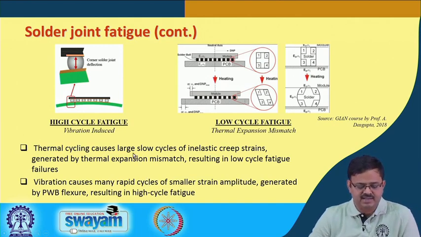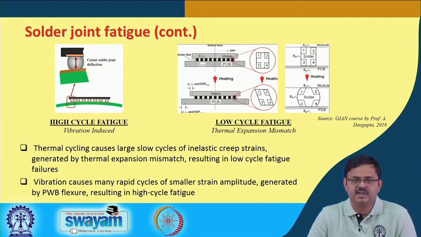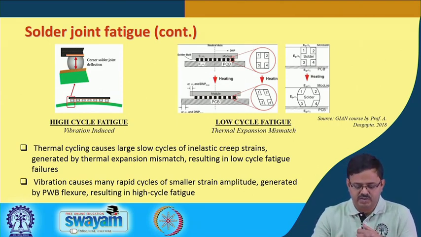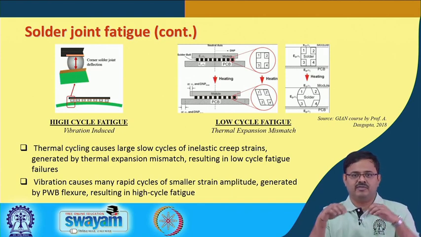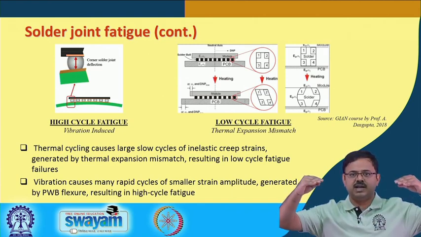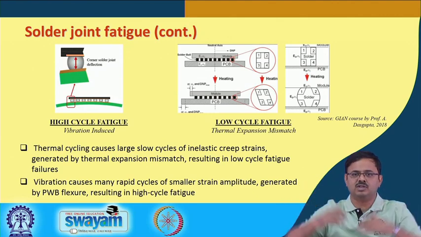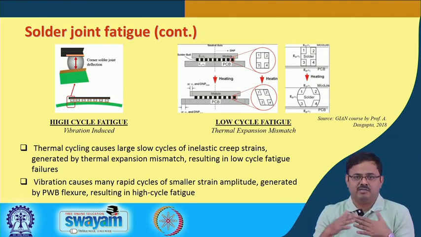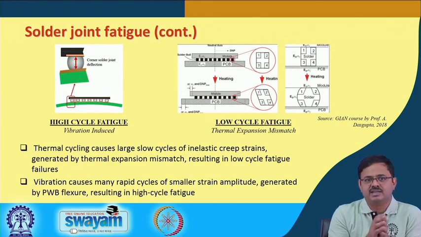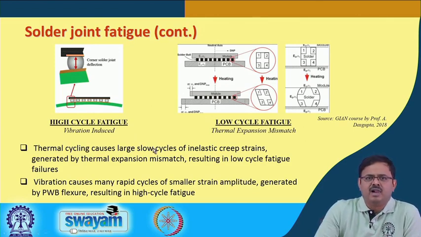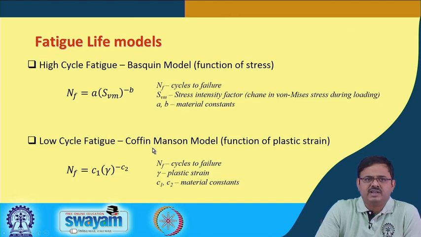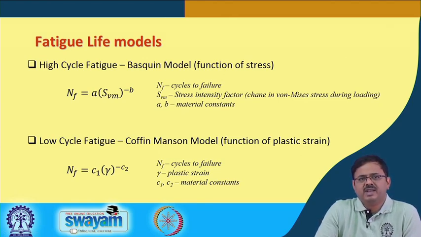So, thermal cycling causes large slow cycles of inelastic creep strains generated by thermal expansion mismatch, resulting in low cycle fatigue. But vibration, on the other hand, produces much more rapid cycles of smaller amplitude because of flexure. If you have clamped on the two sides and you are vibrating, then what happens? It undergoes this flapping motion, flexural rigidity is challenged, and it results in high cycle fatigue. Now, one may say that in an actual solder joint, it may be a combination of both high cycle fatigue and low cycle fatigue.